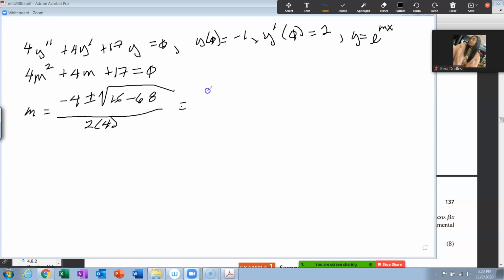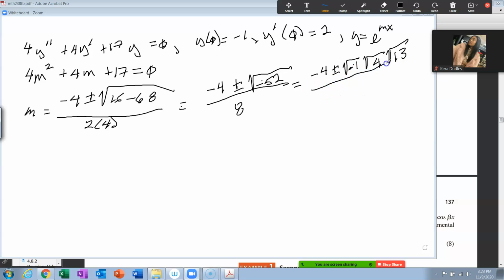Goodness. This is minus 4 plus or minus the square root of, well, 16 from 68 would be 52, that would be a minus 52, all divided by 8. I should have left the 4 in there, but it'll come out. Minus 4 plus or minus, now 52 just happens to be, well, minus is minus 1. Okay, 52 is 4 times 13. Factored out the 4 because it's a perfect square. And then this will be, I'll leave it 8.